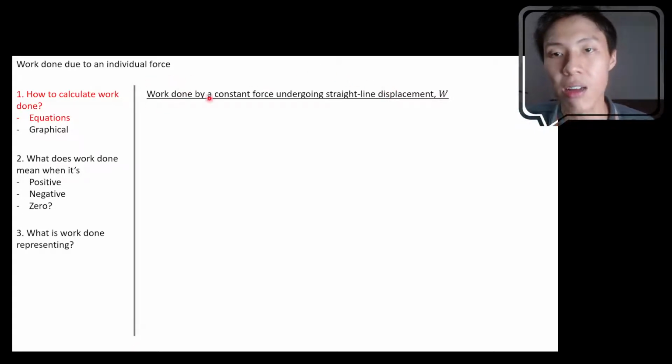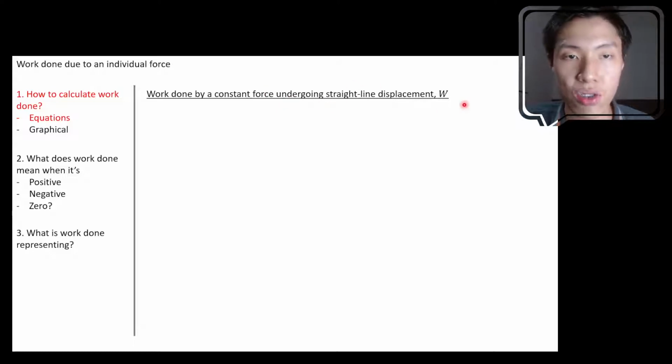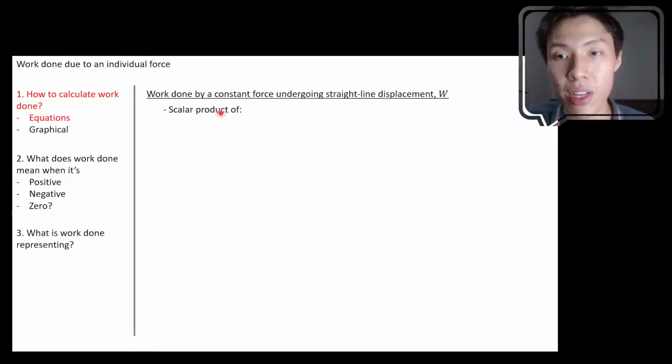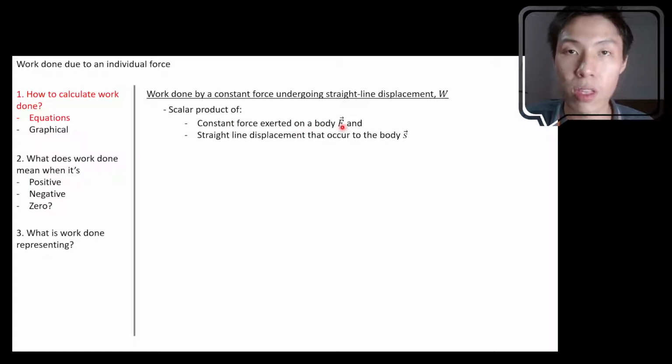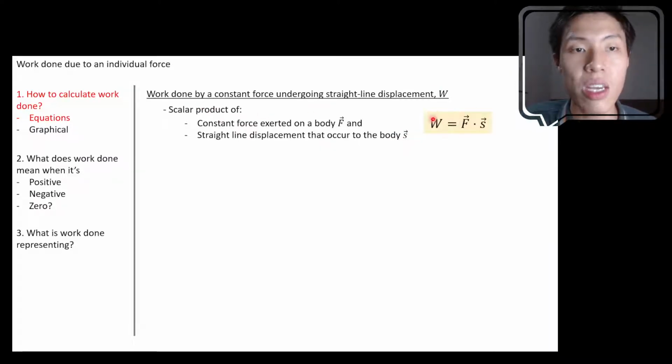So work done under this situation of a constant force and a straight line displacement will be just the scalar product of the constant force exerted on the body, F, and the straight line displacement that occurs to the body, S. Because it's a scalar product, we should expect the equation to be work done equals the dot product of force and displacement. Because it's a dot product, we call it also a scalar product. So you can see the product of these two things will be a scalar quantity. Therefore, you see no arrow for work done. So work done here is a scalar quantity. It only has magnitude. It has no direction.